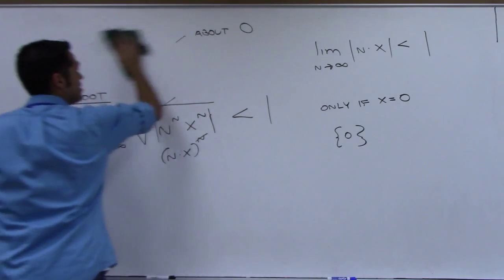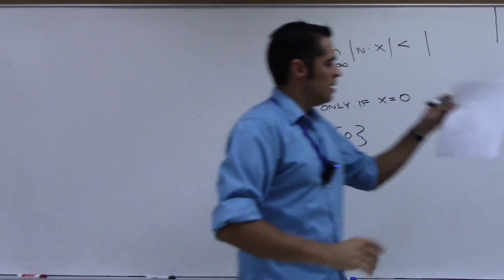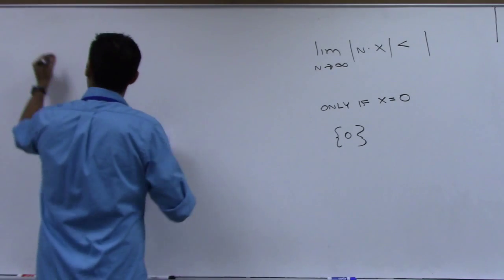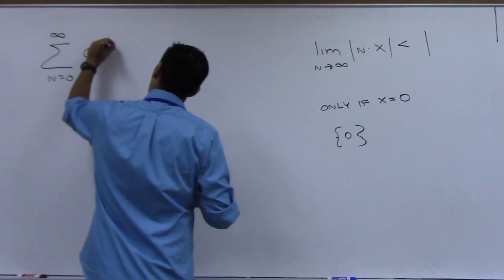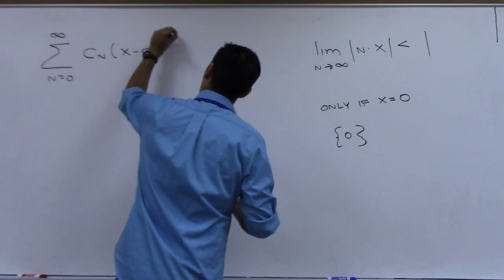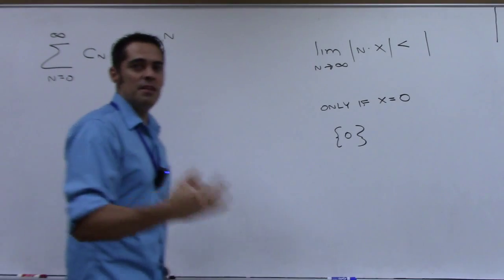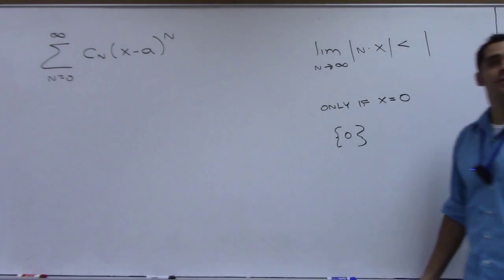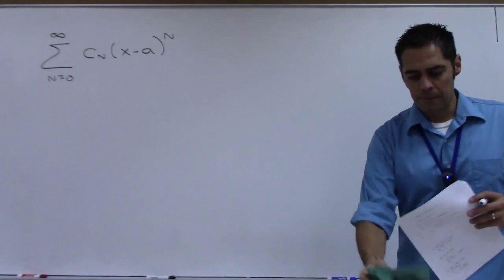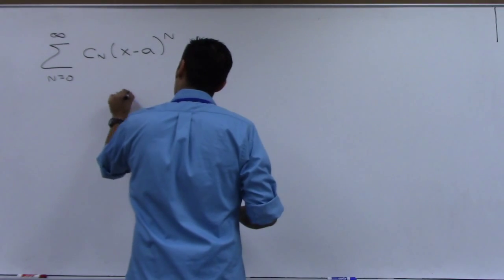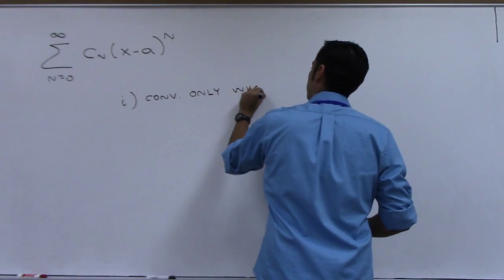All right, now this leads us to the theorem. This is the big theorem, the big result. Please look on your notes. It's on the page, says theorem. Given a power series, any power series, there are only 3 possible results that you could get in terms of its convergence. There's only 3 different things that could happen. First, it converges only when x is a.